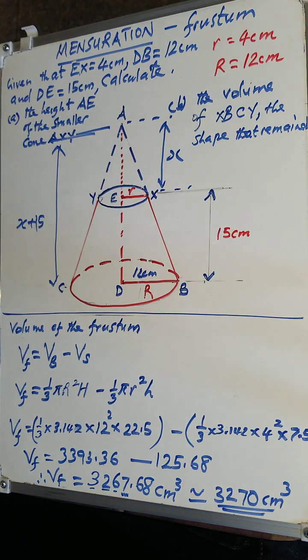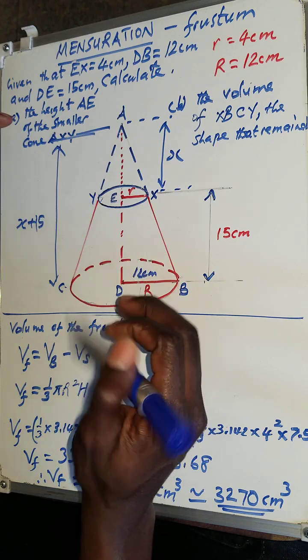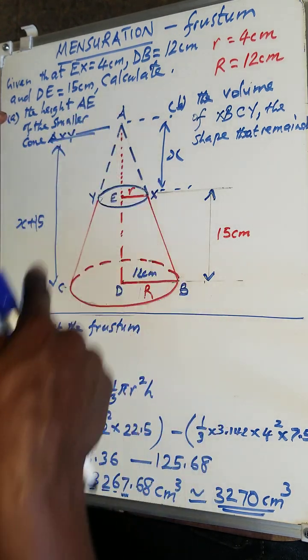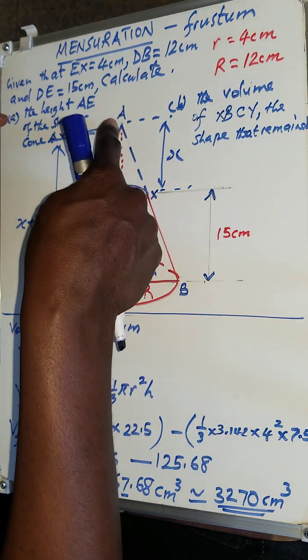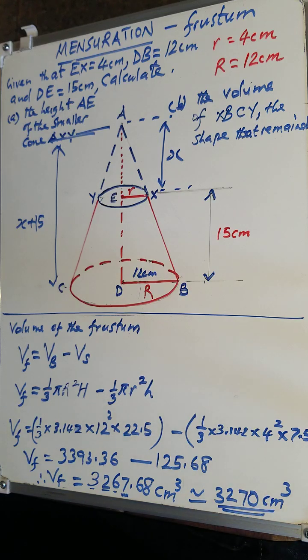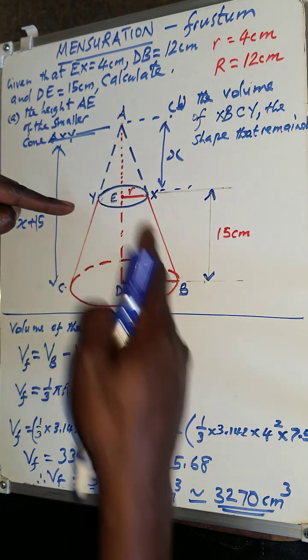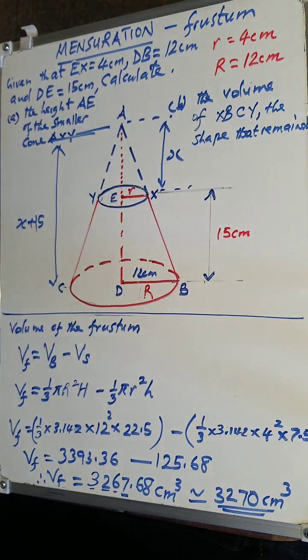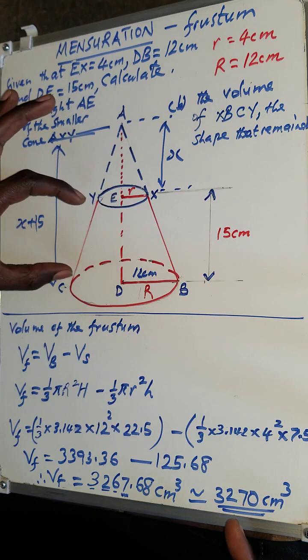So once again, for you to get the volume of the frustum, it is the volume of the bigger cone minus the volume of the smaller cone. When you subtract the volume of the bigger cone minus the volume of the smaller cone, that gives you the volume of the frustum.